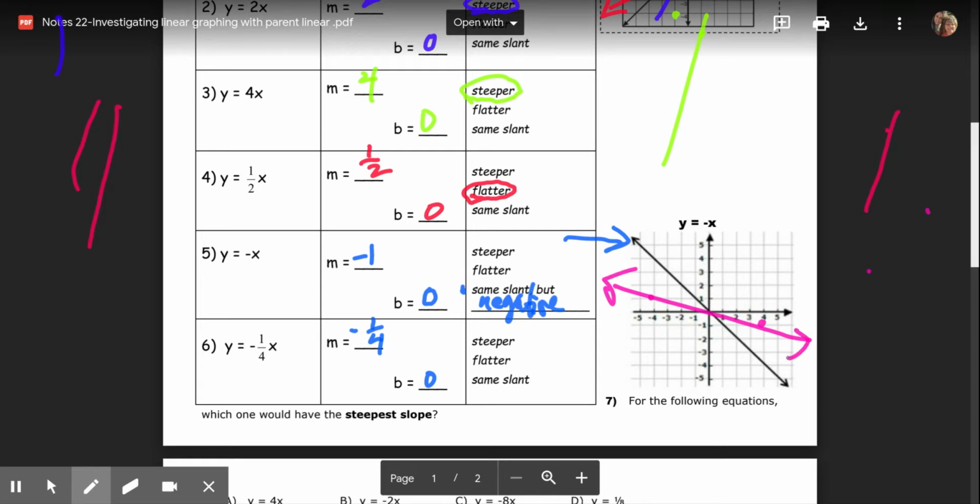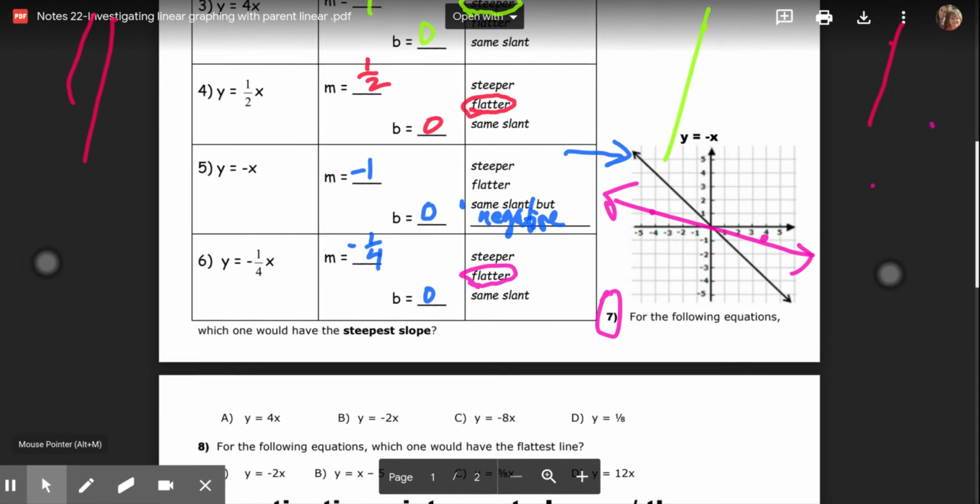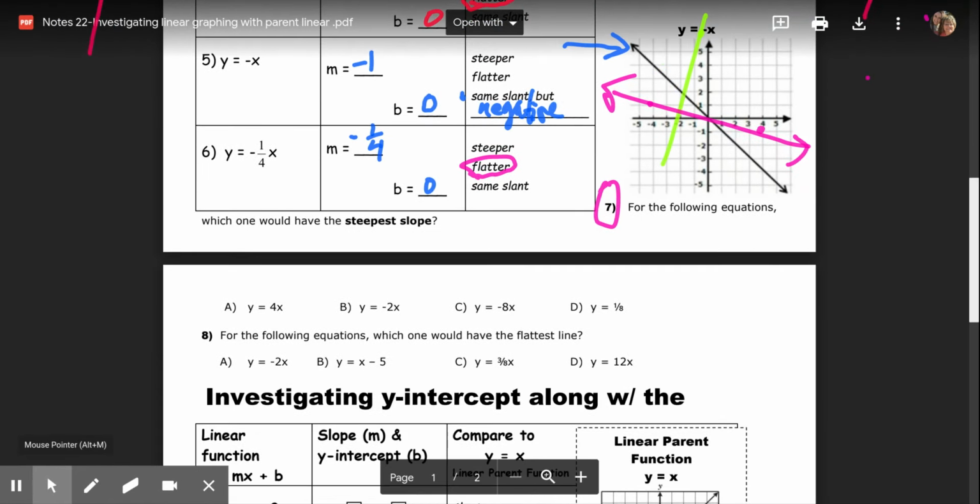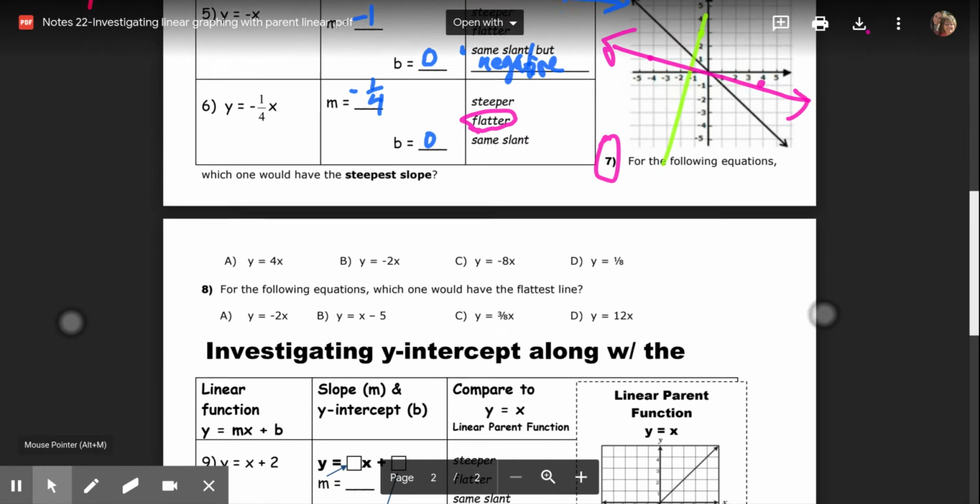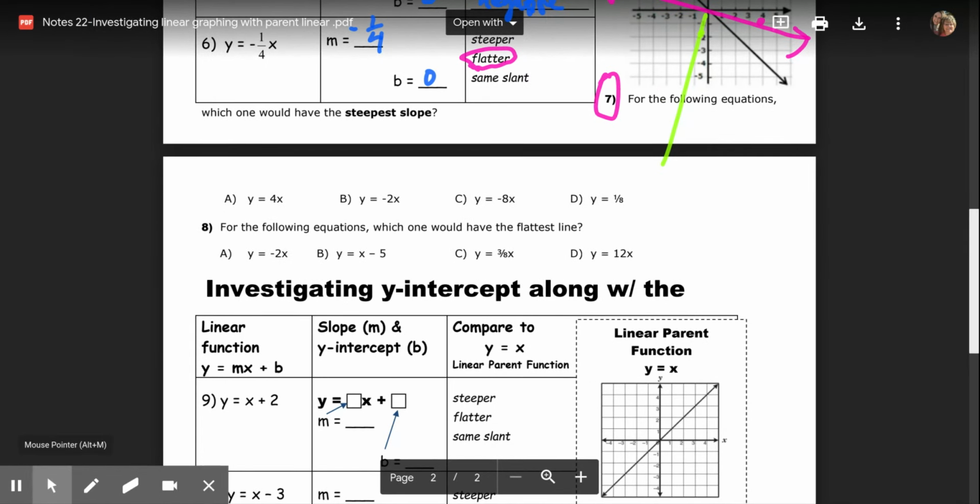This one is going to, because it's like -1/4, it is actually going to be flatter than your -1x. And it looks like problem 7 is right here. So it didn't get moved to the next page like it was supposed to, but it says, for the following equations, which one would have the steepest slope? So let's take a look.